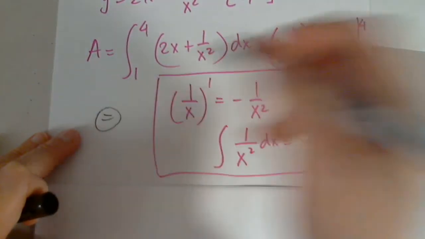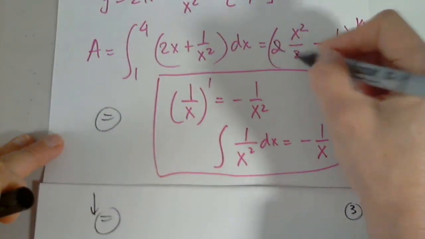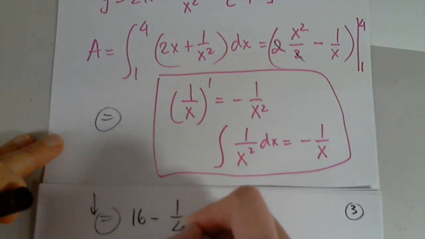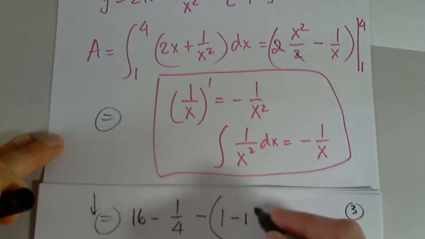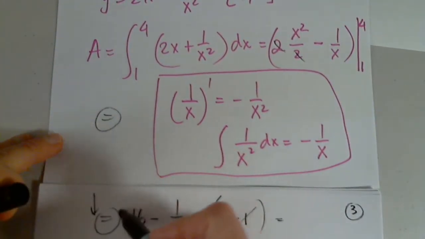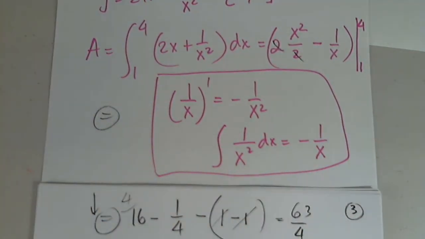So, of course, these two go away. So when I plug in 4, I have 16 minus 1 over 4, minus, when I plug in 1, I have 1 minus 1. Oh, nice. So then I have 64 minus 1, 63 over 4. Very good pick. Thank you.